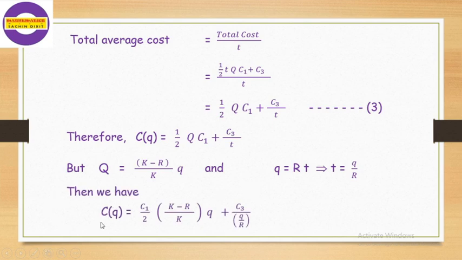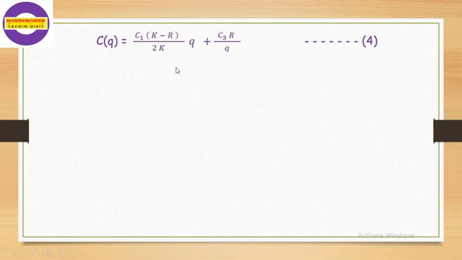Then we have C(Q) is equal to C1 upon 2 into K minus R divided by K into q, plus C3 upon q upon R. Just simplify this. We get C(Q) is equal to C1 into K minus R upon 2K into q plus C3 R upon q, equation number 4. This is the cost equation. Now, for minimum cost, its derivative with respect to Q is equal to 0.